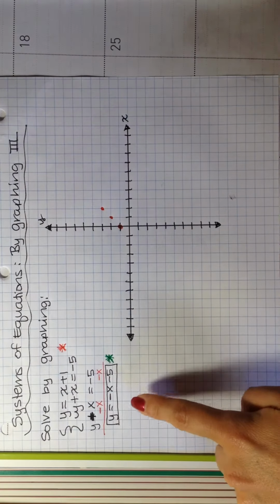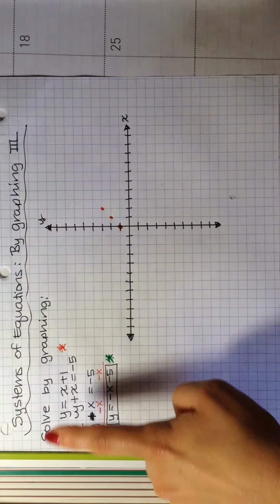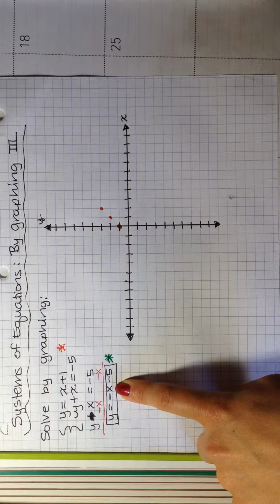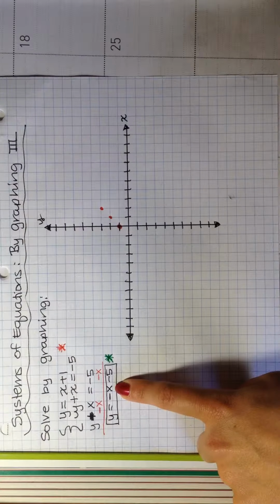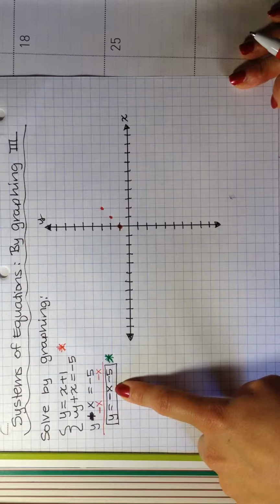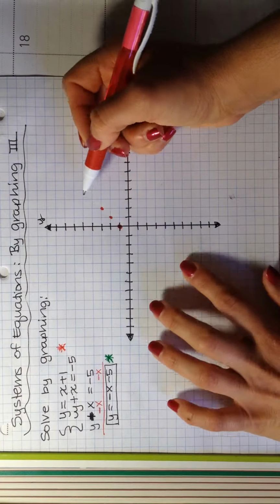Remember, I know that the first line and the second line are not parallel, which means that they have to intersect. If they were parallel, they would have to have the same slope, which they don't. So I know that they will intersect. There is a solution. So we continue.